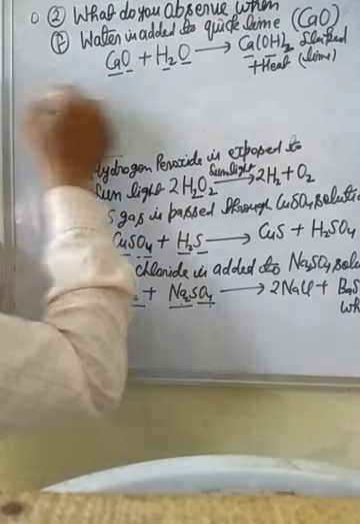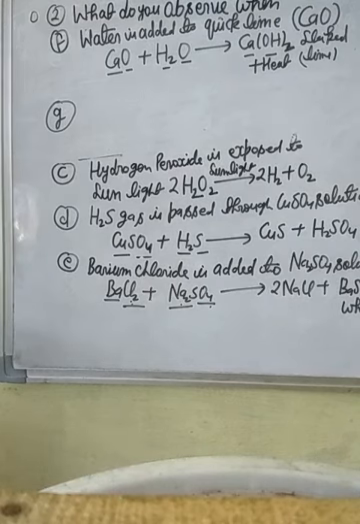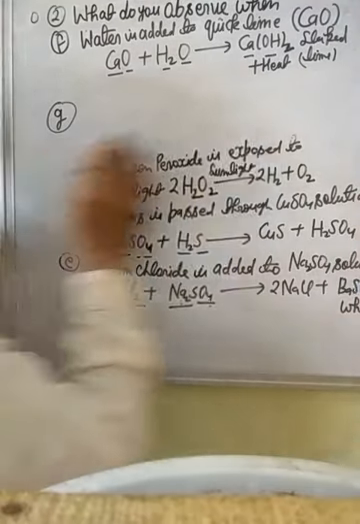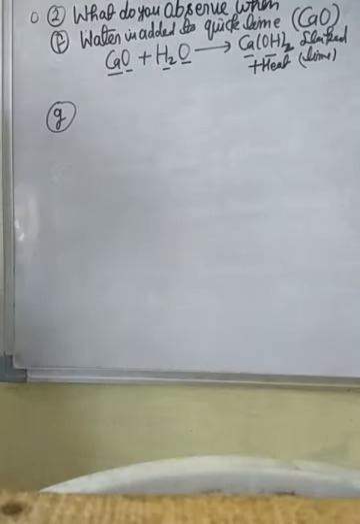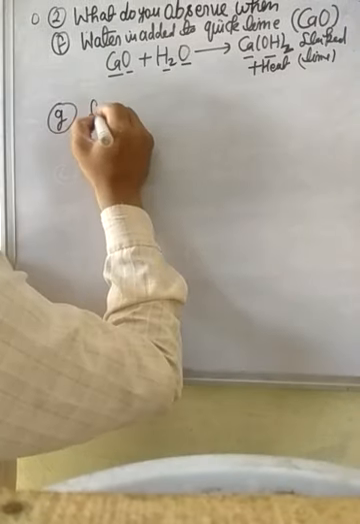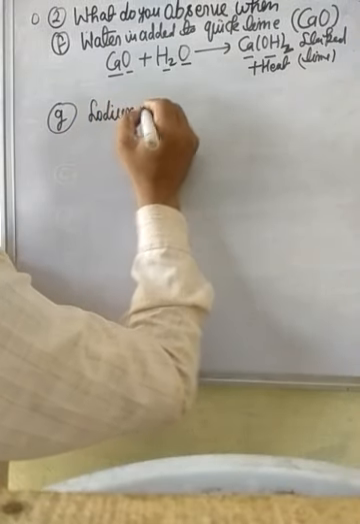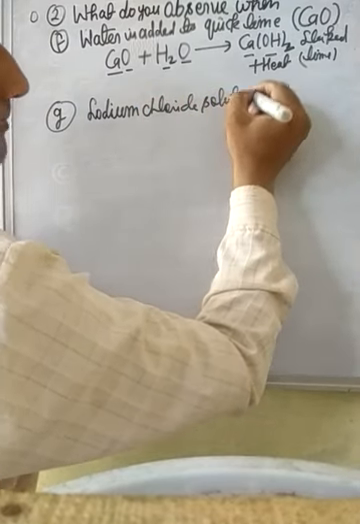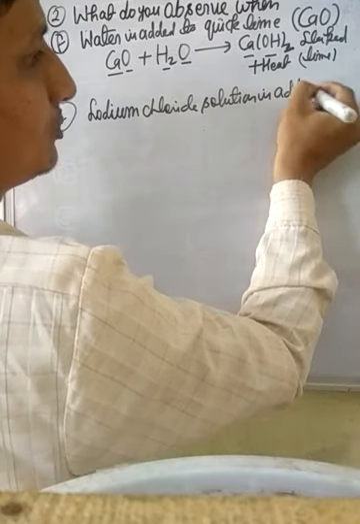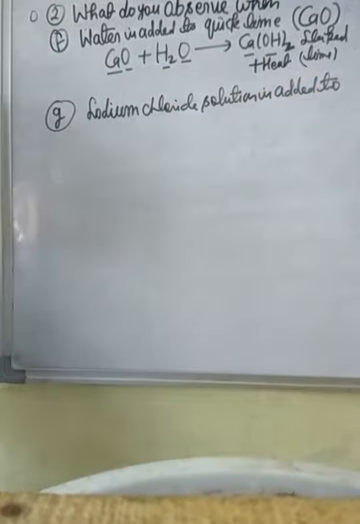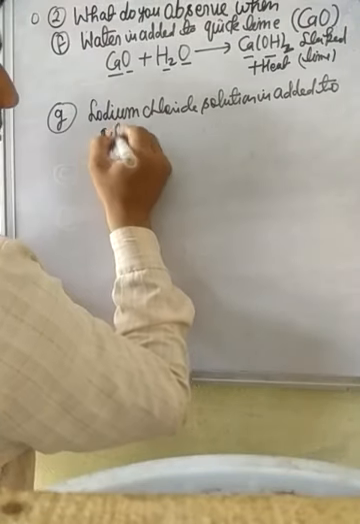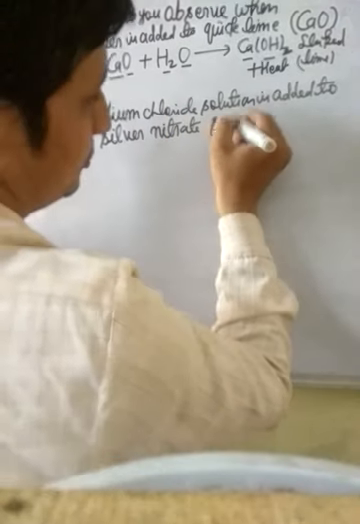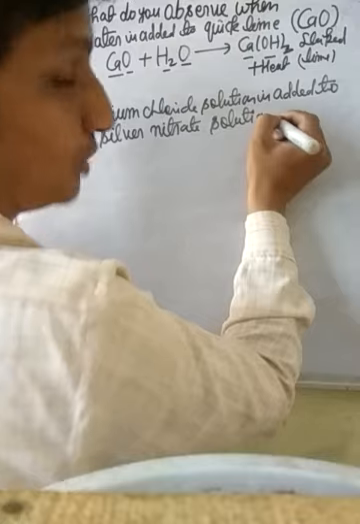After this, G part of this question. G part is sodium chloride solution added to silver nitrate solution. This is the last part. Dear student, you have to prepare these reactions.